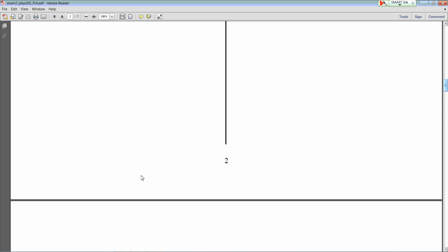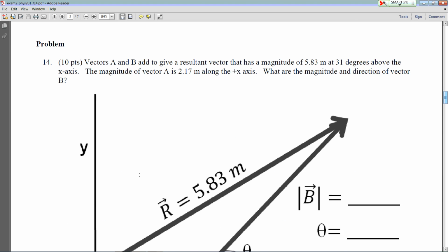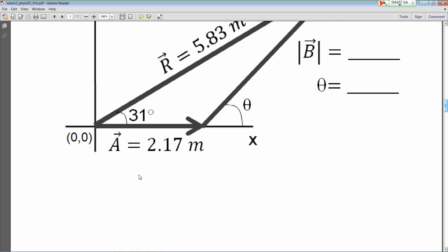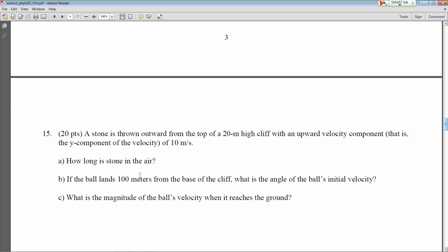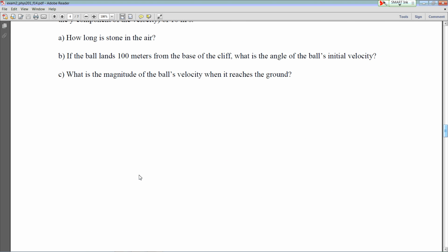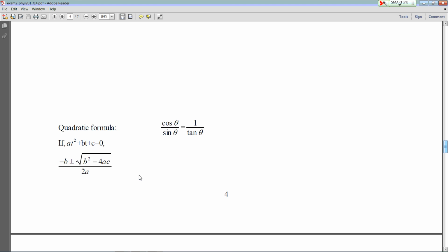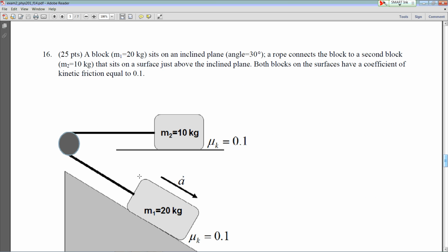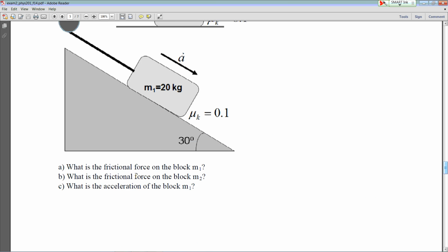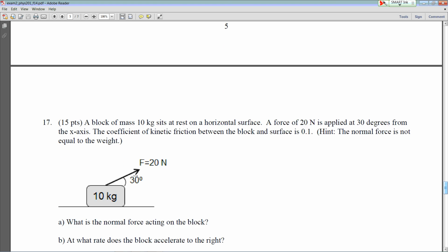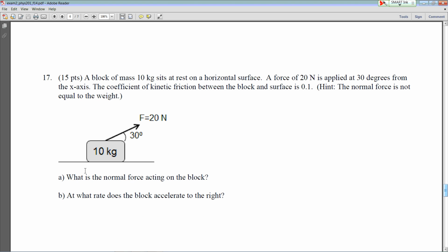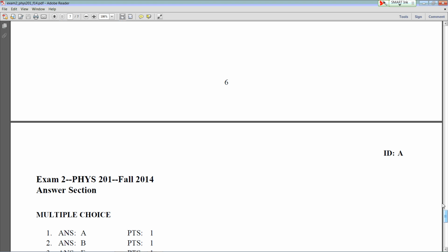Any particular questions here? Exam 2. Here we had vector analysis, adding up 2 vectors numerically. Projectile motion. We had this force problem with a system of equations. Another force problem here, Newton's laws. And that was it.